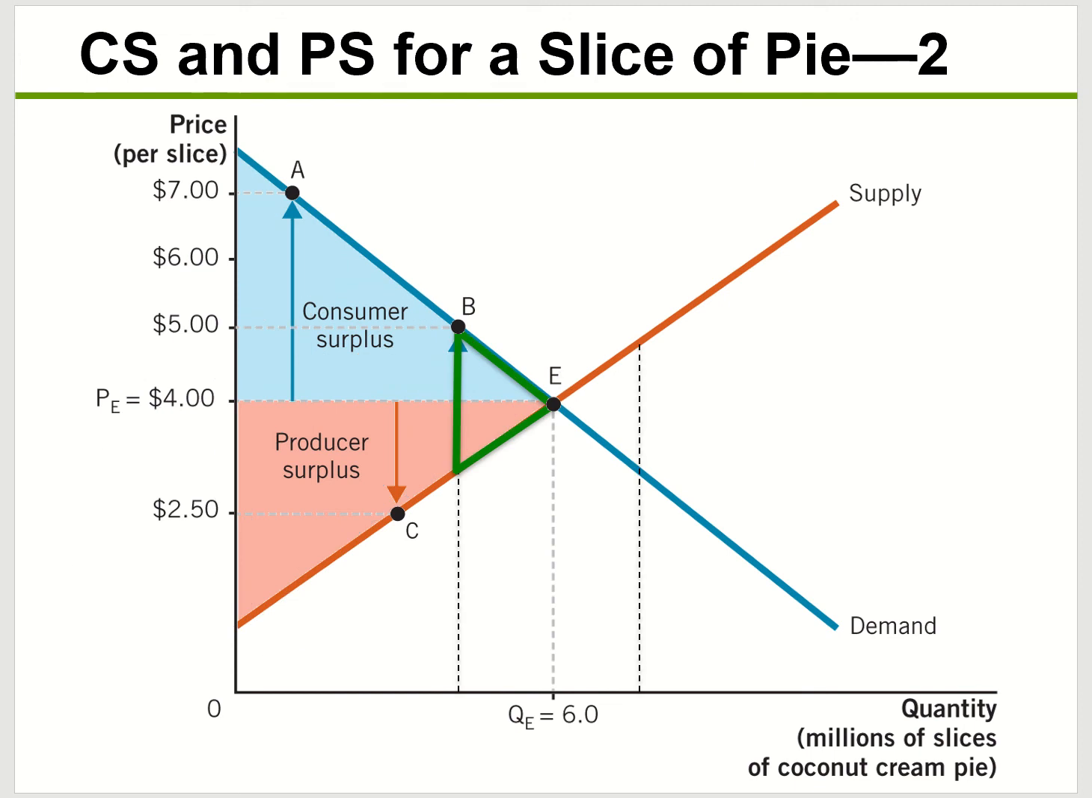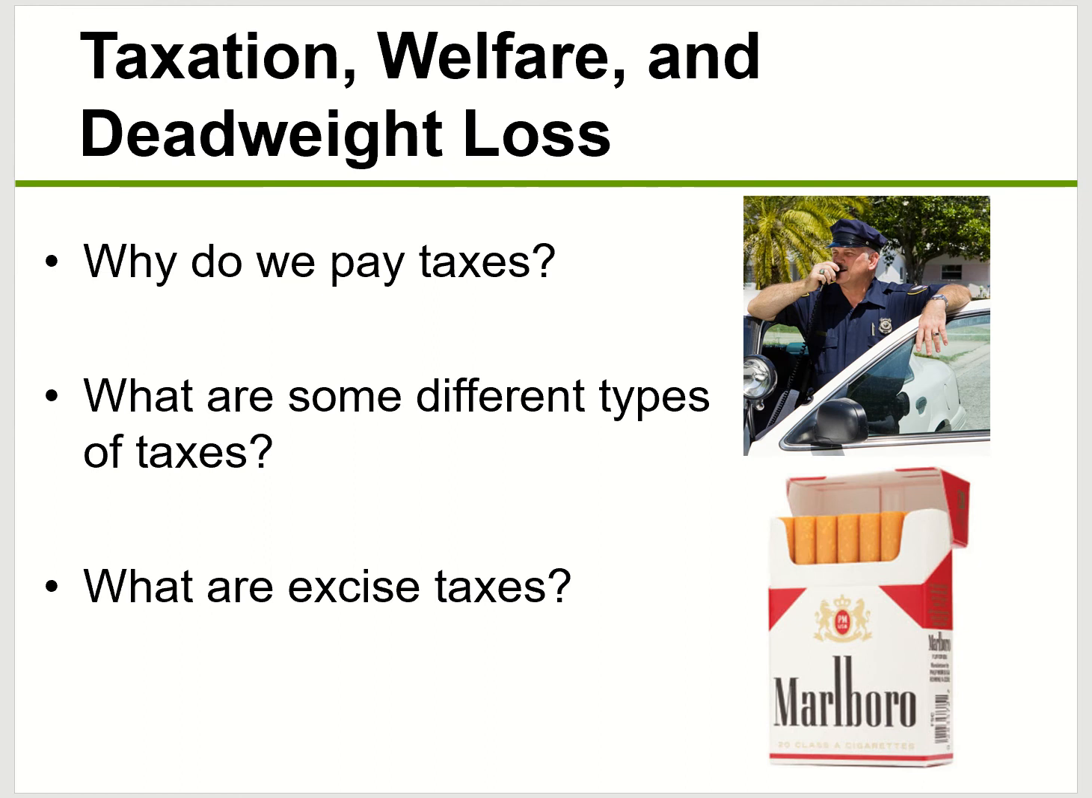All right. Now, whenever the consumer and producer surplus changes, that's because of a price change. So if the price changes from point A to point B, that will change your consumer and producer surplus, and that will also create something called a deadweight loss. And I will show you what that is. Okay, so let's look at taxation, welfare, and deadweight loss.